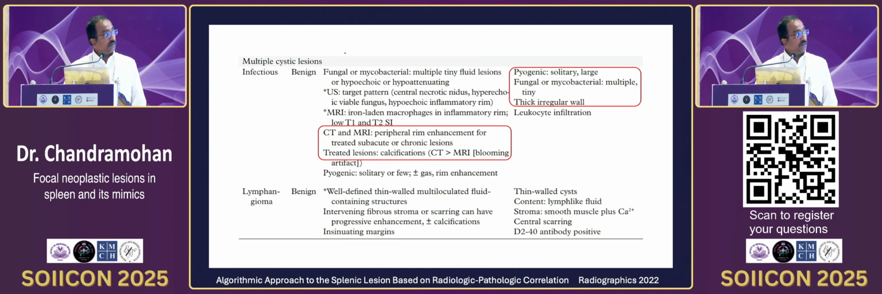Now when we have abscesses, if it is a large solitary abscess, it is usually pyogenic. Whereas if it is small abscesses, it can be either fungal or mycobacterial. Fungal will have central hyperechogenicity in ultrasound, central hyperechogenicity and peripheral hypointense rim, and this rim can have T1 and T2 hypointense rim.